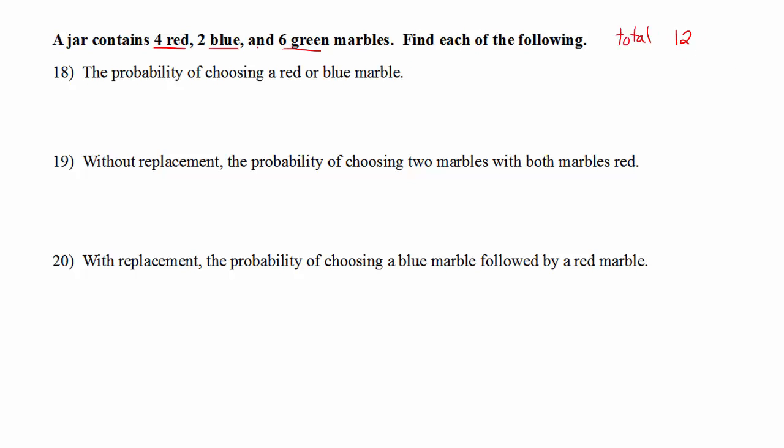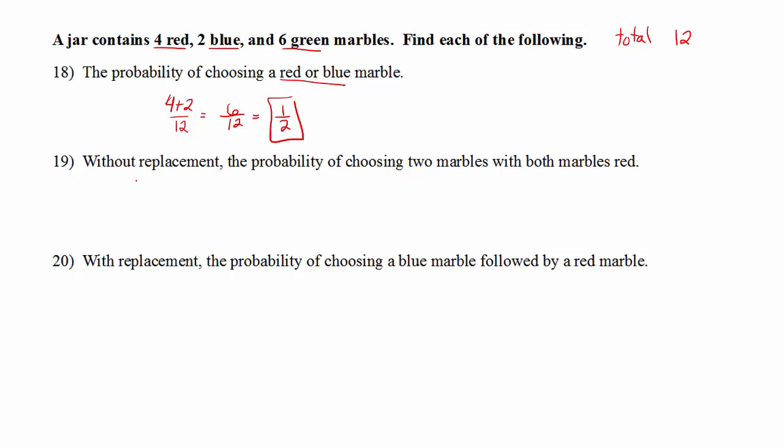And so when we find the probability, the total being 12 is going to give us the bottom number in most cases. We want the probability of choosing a red or a blue marble. So we want to know how many red or blue marbles there are. Since there's 4 red and 2 blue, then together there are 6 red or blue marbles. And we're going to simplify that into a nice fraction of 1/2.